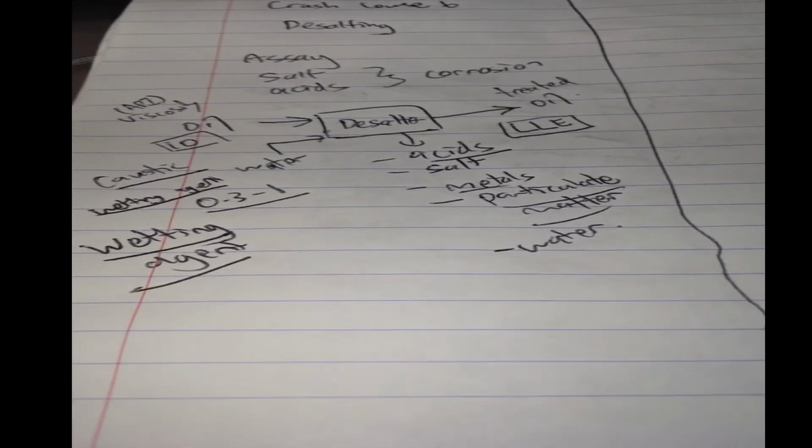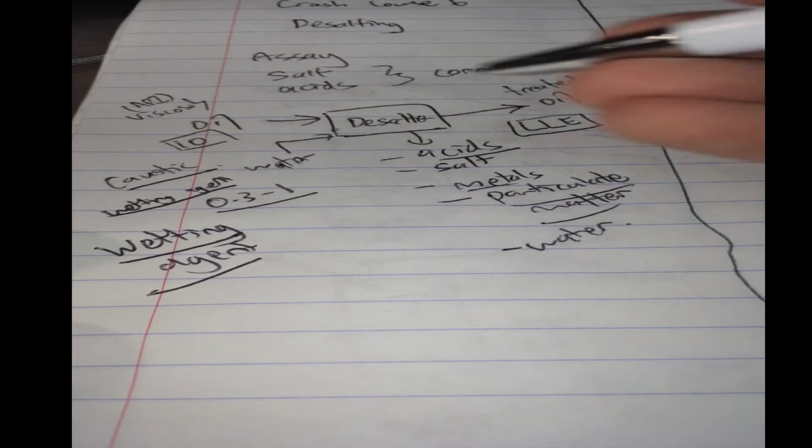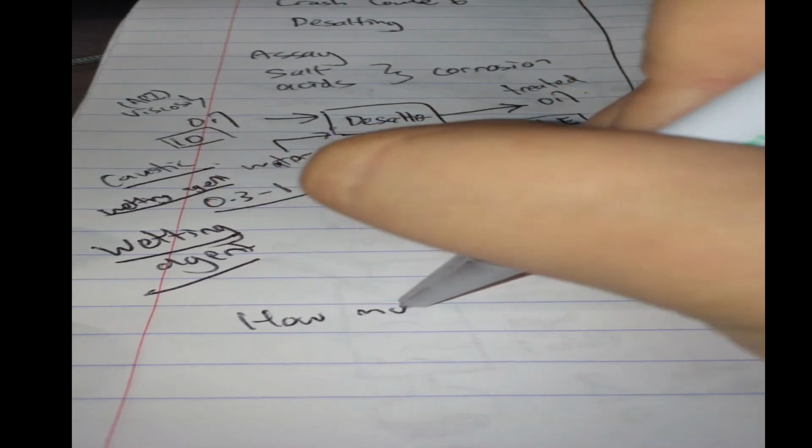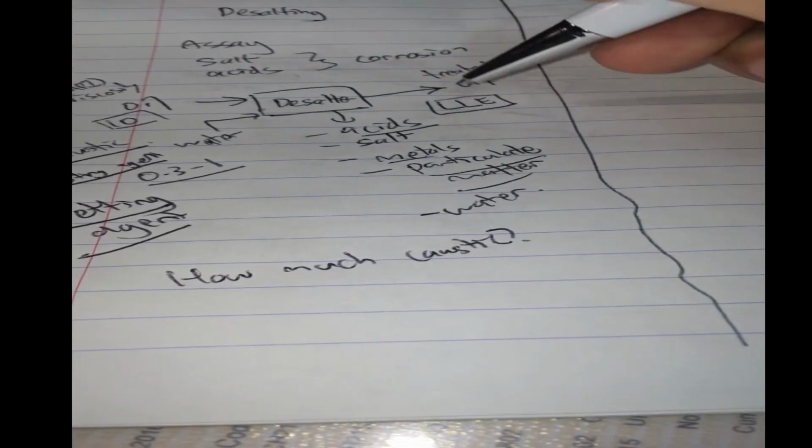So how much of the caustic do we use? Well, we only want to use enough to neutralize all the acids so that the salt comes out. So that salt is formed, because acid plus alkali becomes salt and water. So the salt can come out with the water. So the alkali we use is to neutralize the acid.